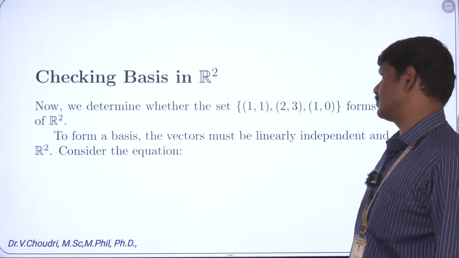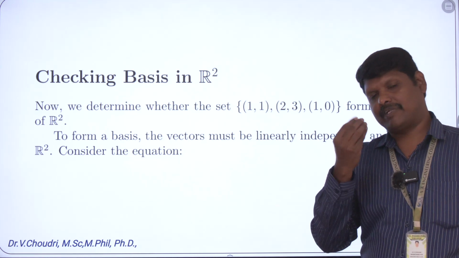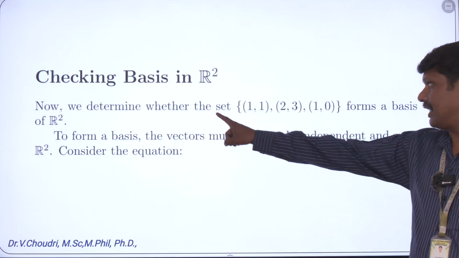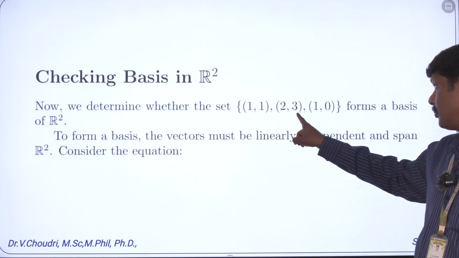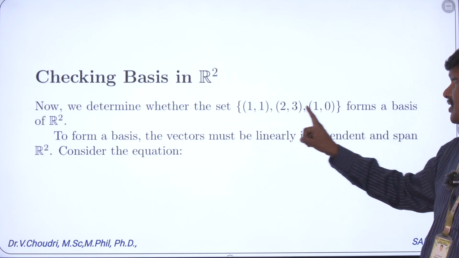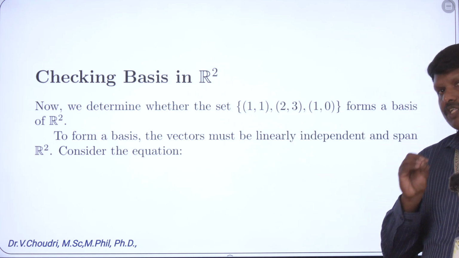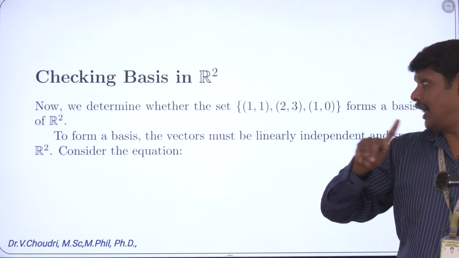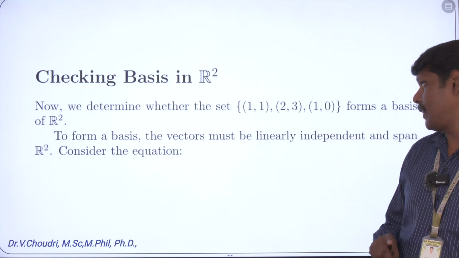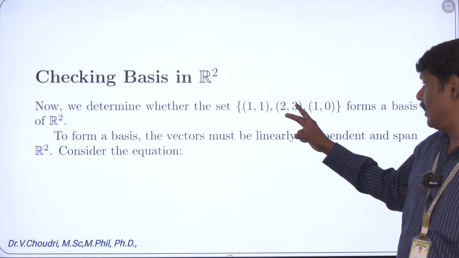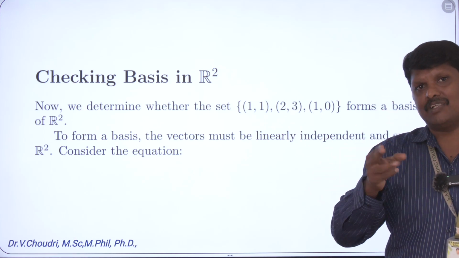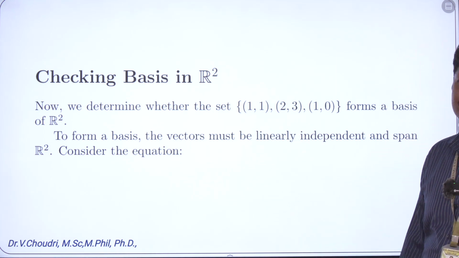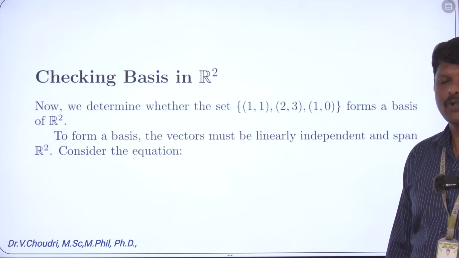Checking basis in R square. Now I give you some time. Please try to work out this one. Determine whether the set (1, 2), (3, 1), (1, 0) forms a basis of R square. For R square, we need at least 2 vectors. Here, additionally, we have one more vector, (1, 0). Already I told you, if one more vector is added, see what the condition is. We will check this one. Try to complete.